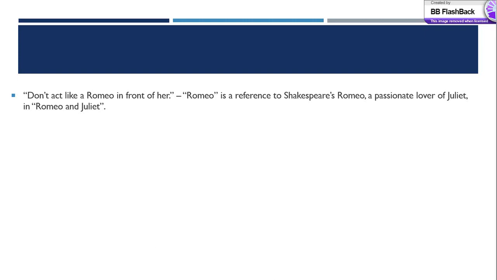I have gathered some easy examples for you here. First example is: don't act like a Romeo in front of her. This is like the normal, common use. Romeo is a reference to Shakespeare's Romeo, a passionate lover of Juliet in Romeo and Juliet. Everybody knows it. When you say don't act like a Romeo, I mean, don't act like a dumb lover or something.